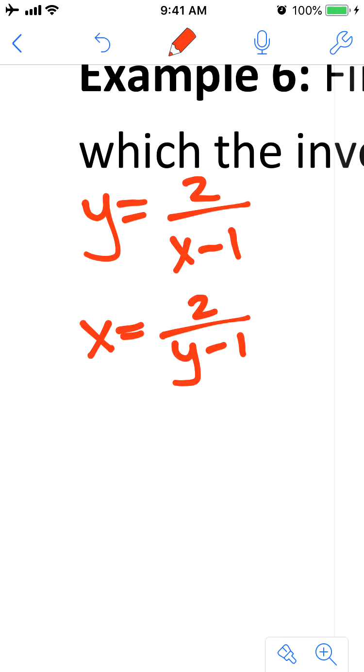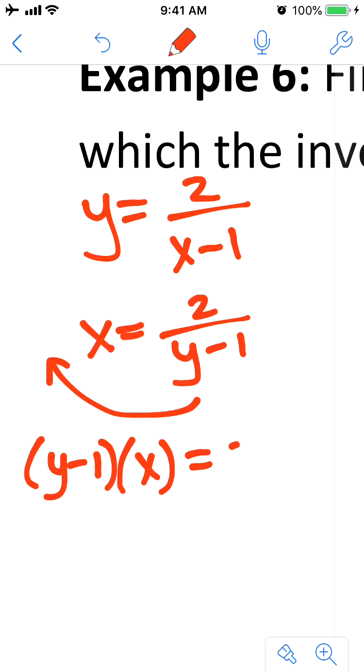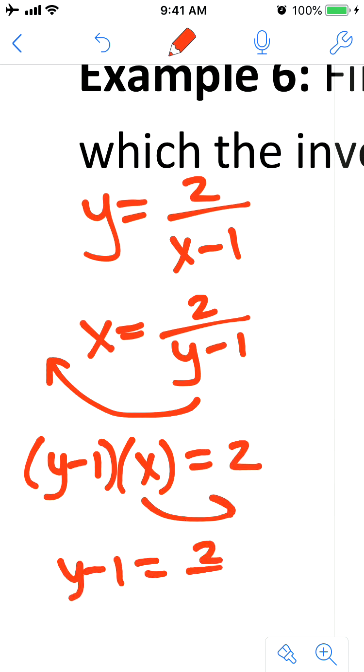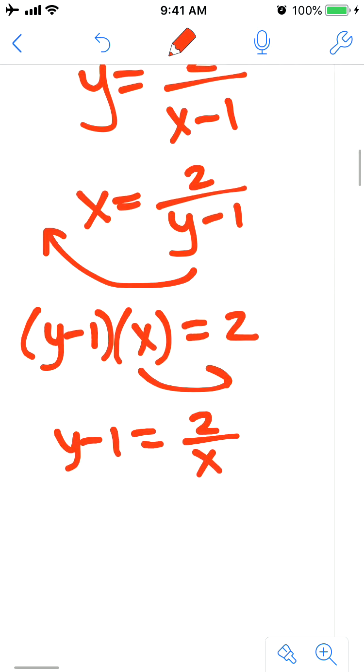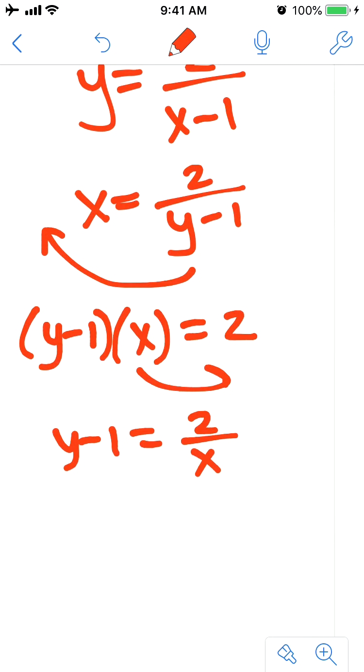So I have my variable I'm solving for in the denominator, and that's the first problem I want to take care of. So I'm going to multiply it up there. y minus 1 times x equals 2. And then I'm going to move that down there. So y minus 1 equals 2 over x. And that's much easier to work with. Right now the x is out of the way. My y is almost by itself. Just have to add 1. So 2 over x plus 1.